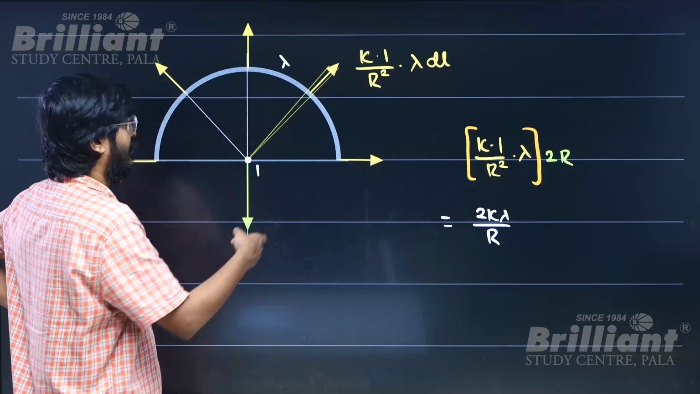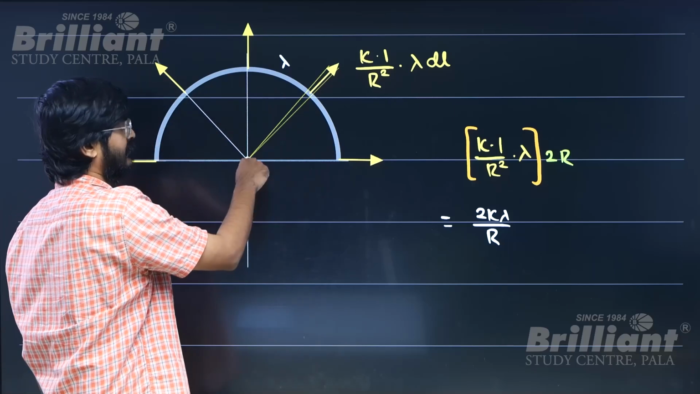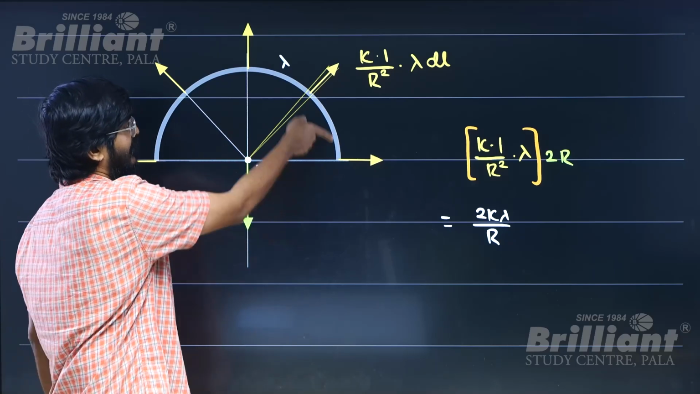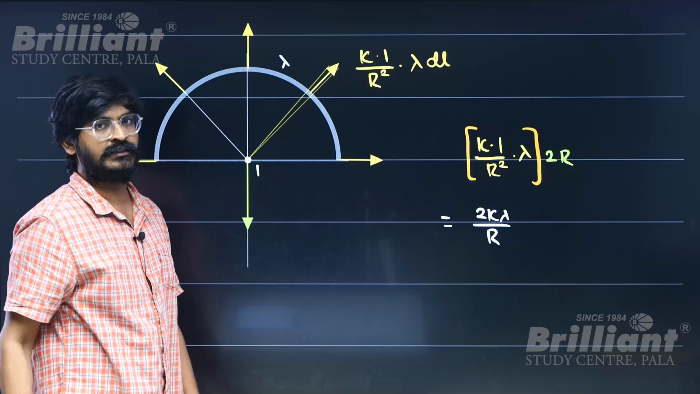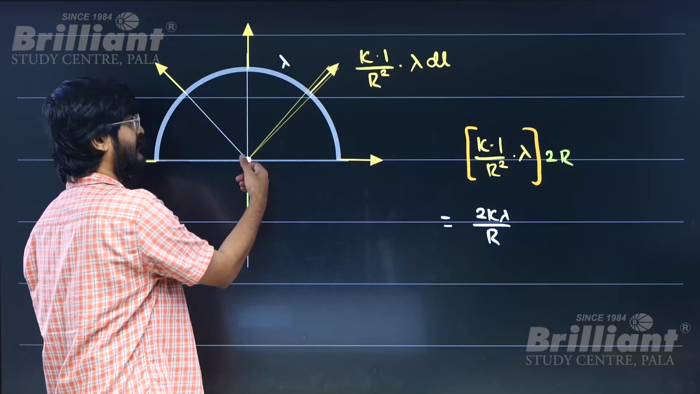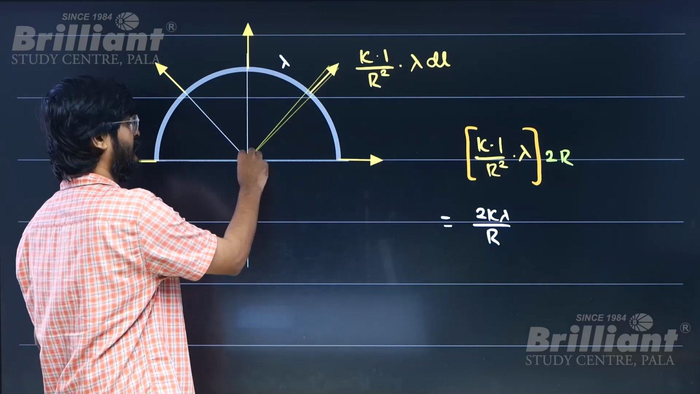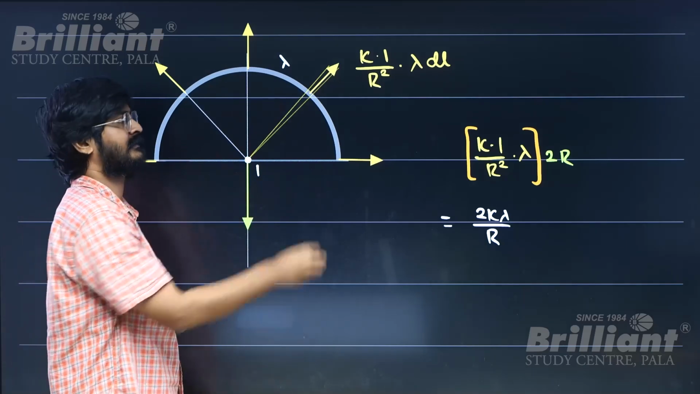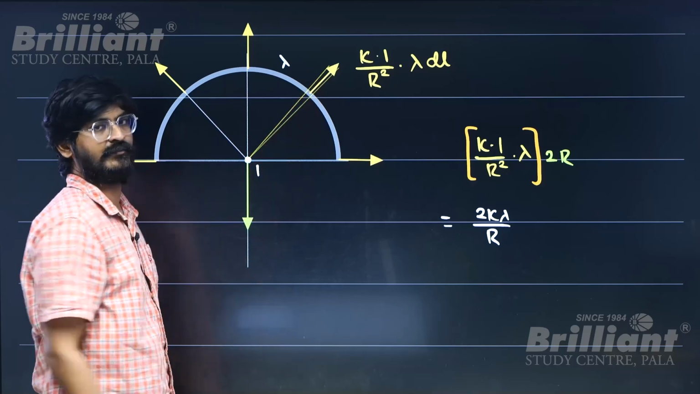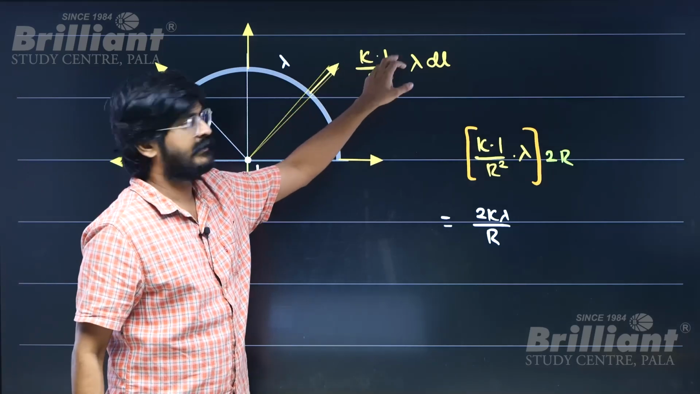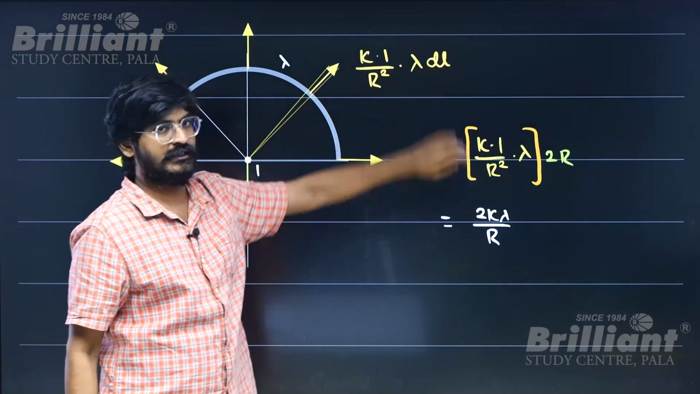Now I want to find the field due to half ring here, which is nothing but, if I put a unit charge here, what is the force exerted by half ring on the unit charge, which is the same as the force exerted by the unit charge on the half ring. So I am going to take some element and find the force on that element. Force on that element will be field there into charge of that element.